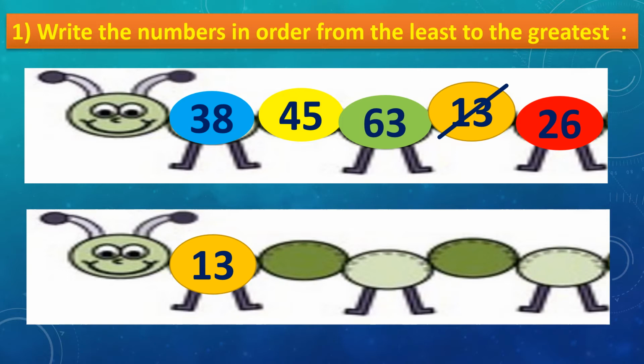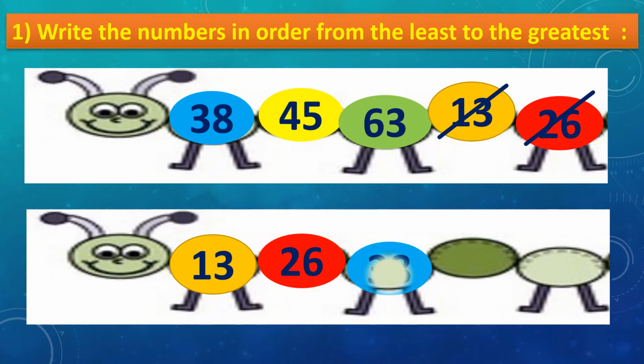Here we have 38, 45, 63, and 26. Which is the smallest? 3 tens, 4 tens, 6 tens, or 2 tens? 2 tens. So we will take 26 and cancel it. Here we have 3, 4, and 6. Which is the smallest? 3. So we will take 38.